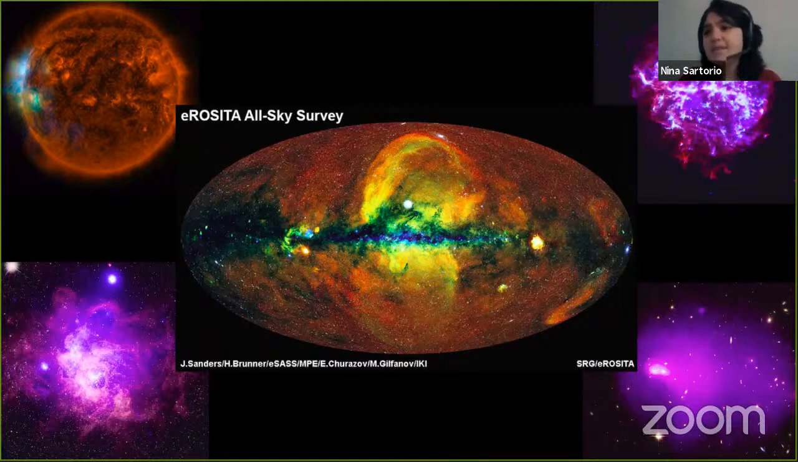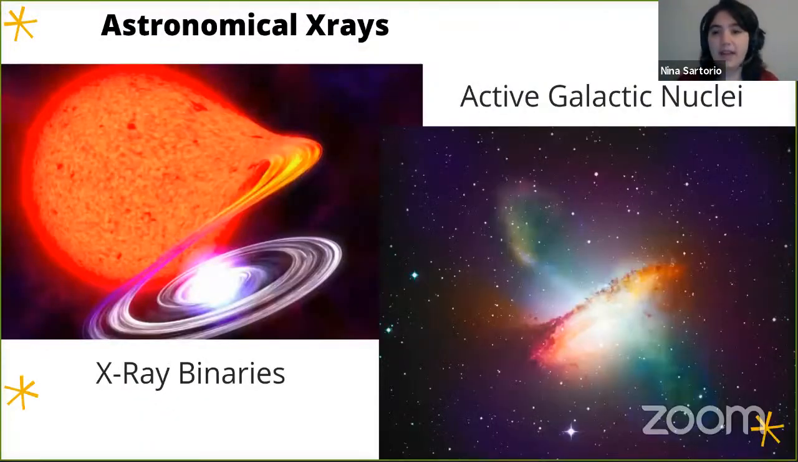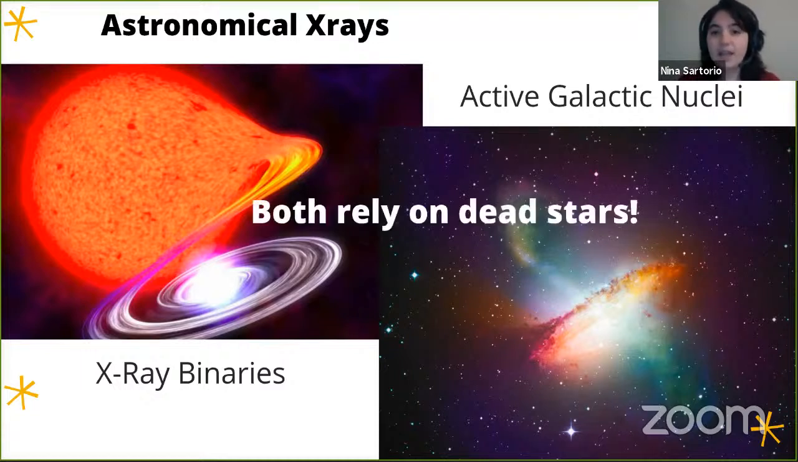So almost everywhere you look, you're going to see some X-rays coming out of something in the universe. But all in all, if you take all the X-rays that are emitted, there are two main culprits. Those are the X-ray binaries, which, as you can see by the name, emit a lot of X-rays, and active galactic nuclei, or what we also call AGN. These two mechanisms rely on stars that died in the past.